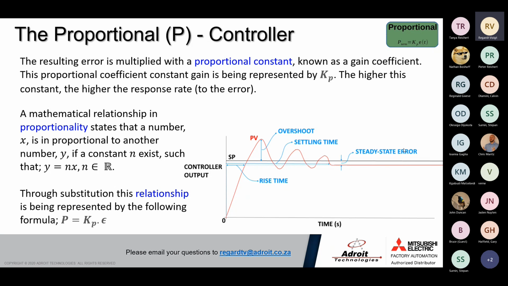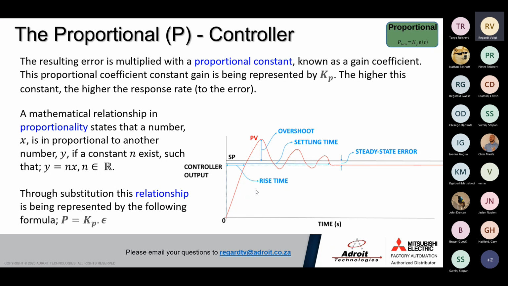But now notice that you will have a steady state error. It's stable, no more oscillation, but there's a steady state error, which means there will always be a constant error between your set point and your process variable. And that is why a P controller alone is not recommended for applications where high accuracy is required.